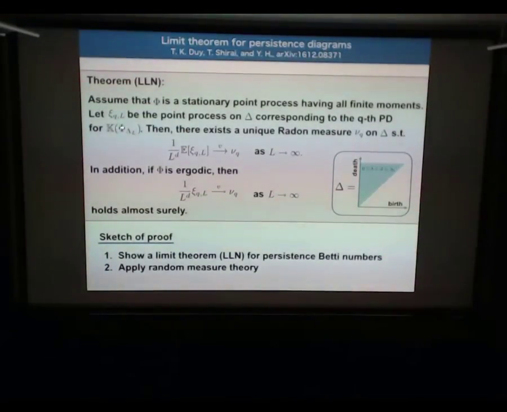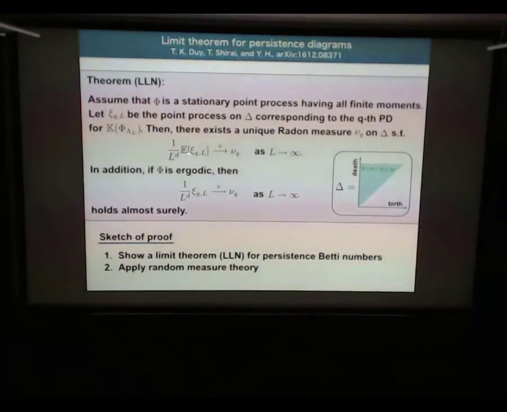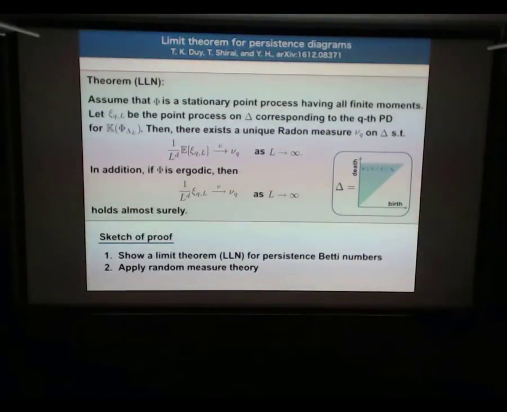Anyway, given these settings, we can show that there exists a certain measure, called a Radon measure, on Delta such that the expected persistence diagram normalized by the volume vaguely converges to that measure. I will explain the definition of vague convergence later, but it is a convergence only focusing on the compact region. And in addition, if phi is ergodic, then this, as a random variable, vaguely converges to the same Radon measure almost surely.